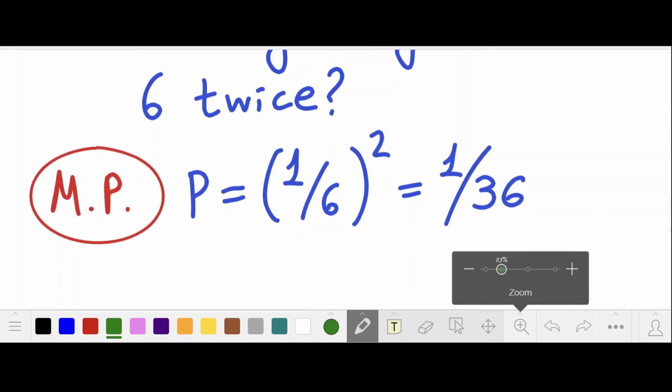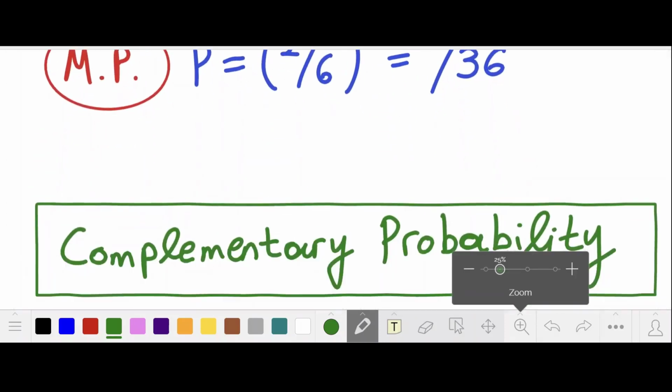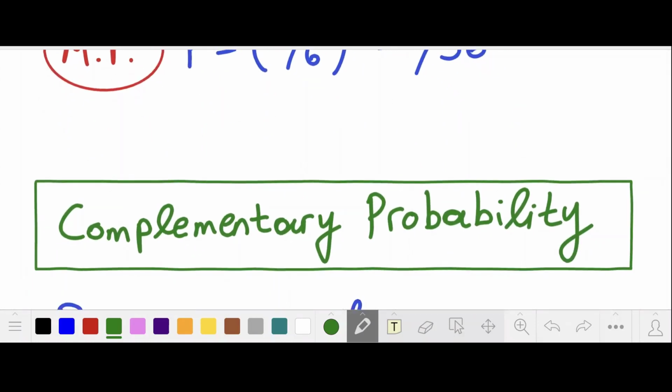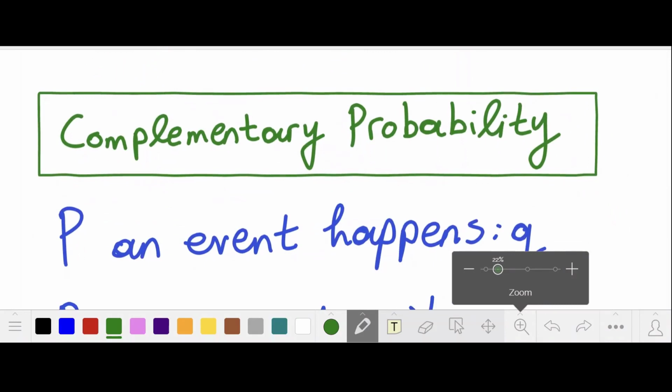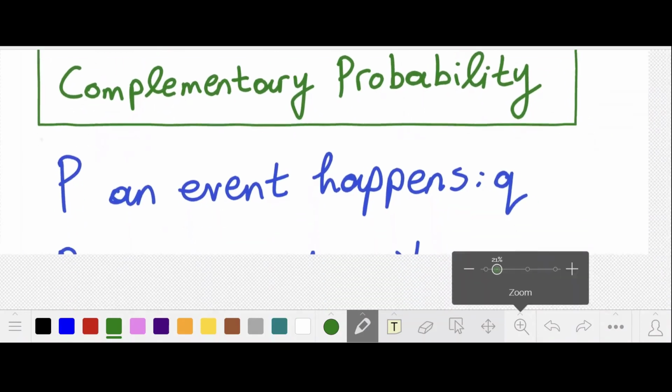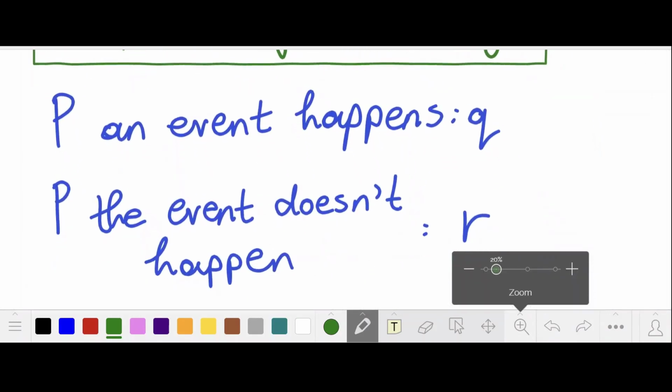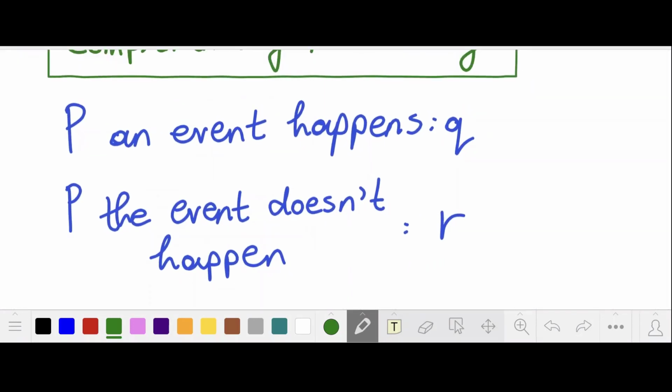There are cases where we shall consider what is called the complementary probability. Let's say that the probability of one event to happen is Q, and the probability of this event not happening is R. Then it is obvious that the sum of these probabilities must be equal to 1, so we have that Q plus R is equal to 1.